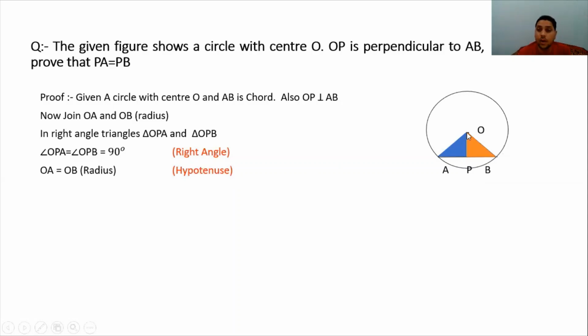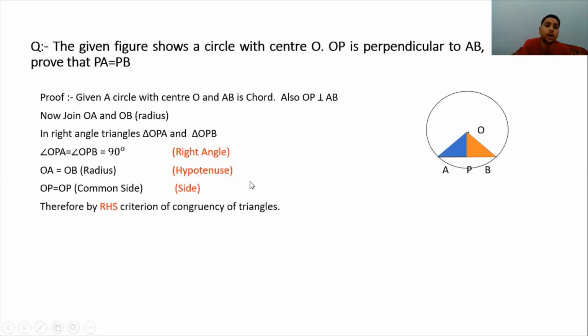Another thing here: the longest side of a right angle triangle is known as the hypotenuse. So the hypotenuse of both triangles is the same. Next we have OP equal to OP. This OP is common to both triangles, so OP is equal to OP as a common side. So we have three things here: one right angle, one hypotenuse, and one side. According to the RHS criteria of congruency of triangles, the two triangles are congruent to each other. That is, triangle OPA is congruent to triangle OPB.